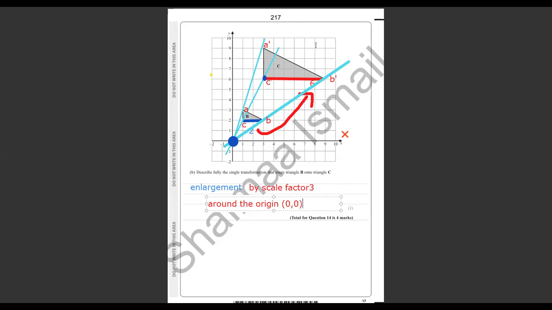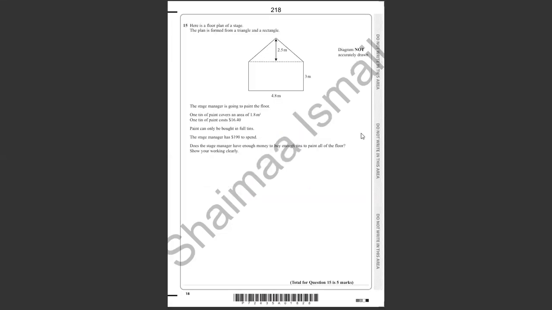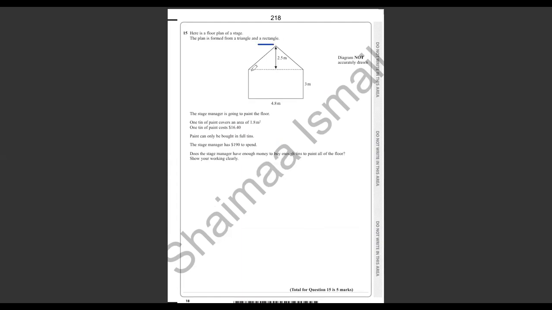Okay, let's complete. Make sure that you solve all the questions in part B on this page. Question number 15. Here is a floor plan of a stage. The plan is formed from a triangle and a rectangle. The rectangle is 4.8 wide and 3 long, and the height of the triangle is 2.5.